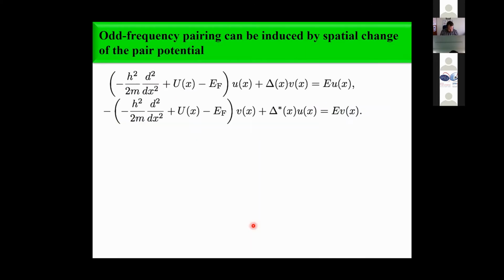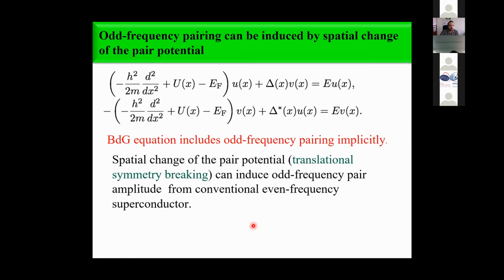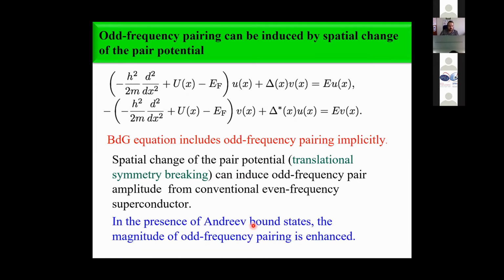So then let's discuss a very basic point. Even the well-known Bogoliubov-de Gennes equation still includes odd-frequency pairing implicitly. Spatial change of the pair potential, that is translational symmetry breaking, can induce odd-frequency pair amplitude simply from a conventional even-frequency superconductor, and especially in the presence of Andreev bound state, the magnitude of odd-frequency pairing is enhanced.